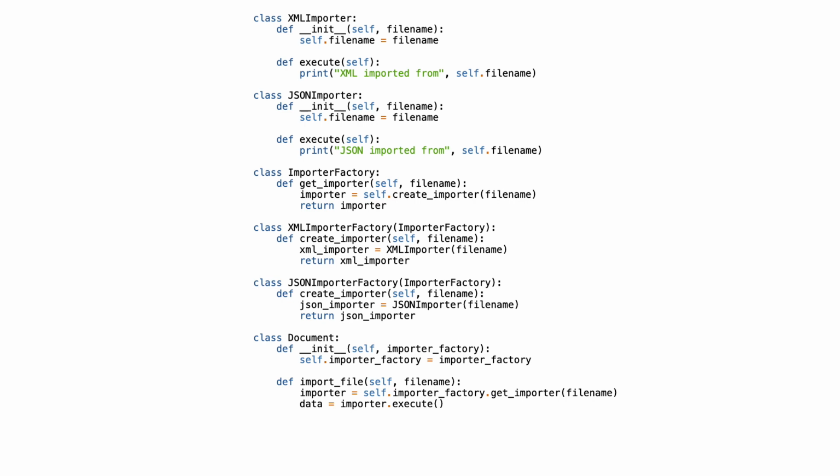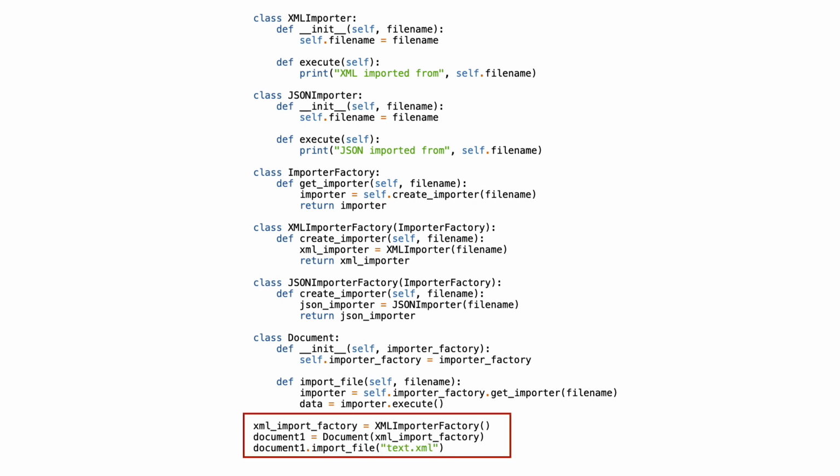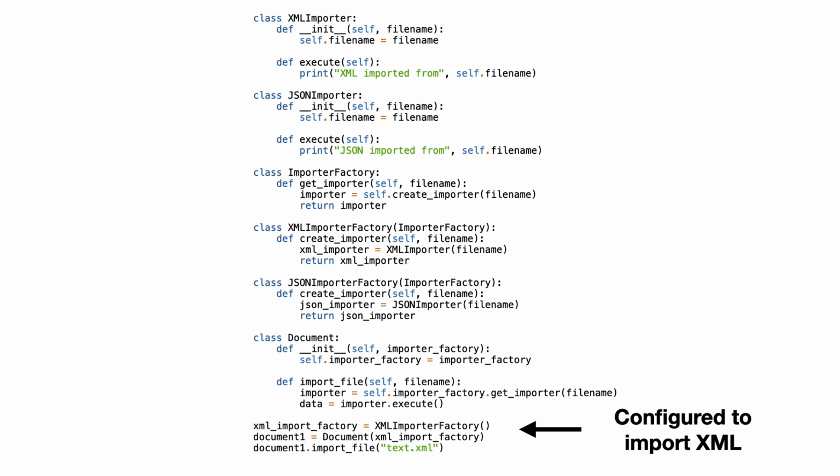I'll create the code to import XML files. Here it is. Notice that an XML importer factory is created regardless of the file extension. The program is now configured to import XML files. So, how can you import JSON files? Well, either you create a different importer factory instance here, or you create a new factory that creates importer factories based on the file extension, just like you saw in the beginning of this video.